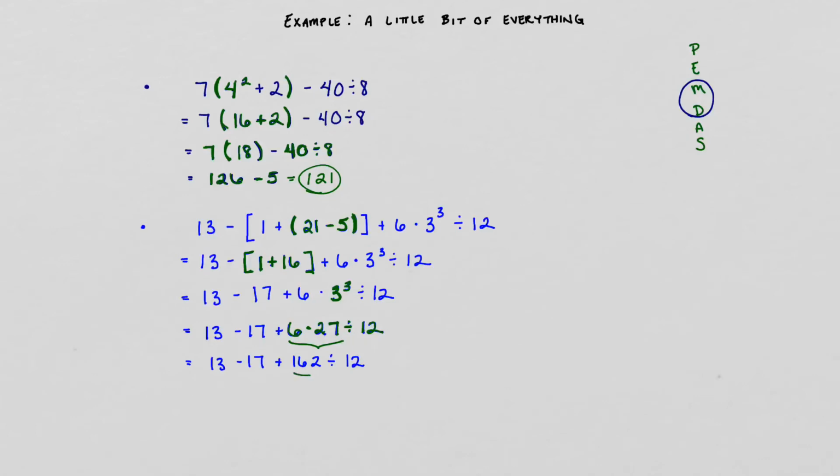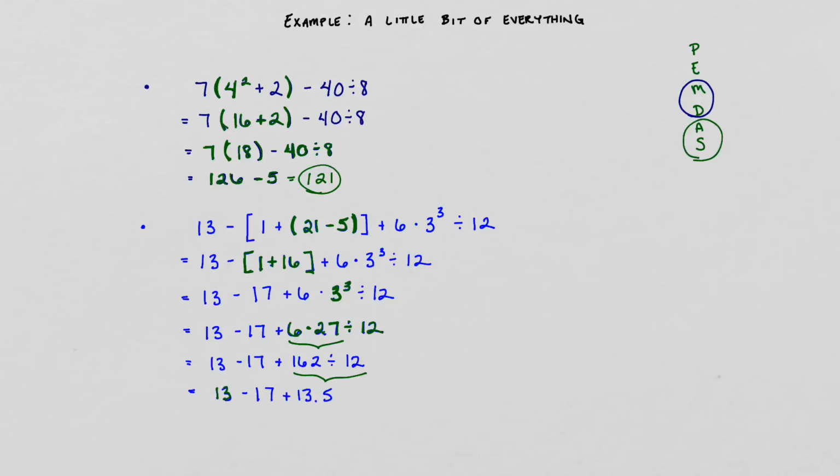And now we can go ahead and take care of that division. And this will give me 13 minus 17 plus 13.5. So the only thing left is subtraction and addition. And remember, I did say that those are also grouped together.